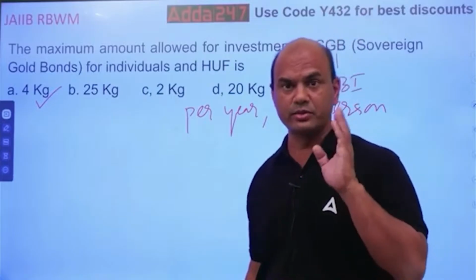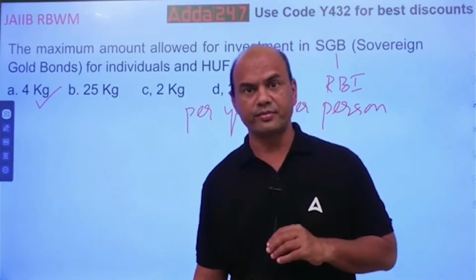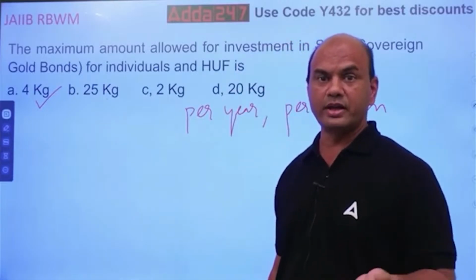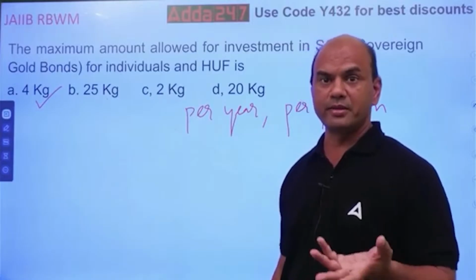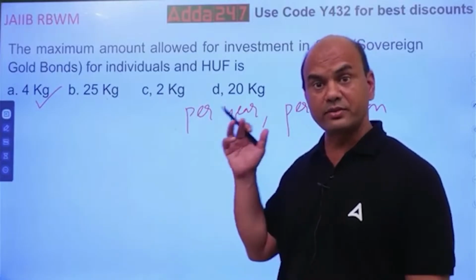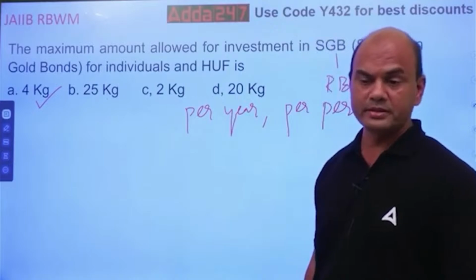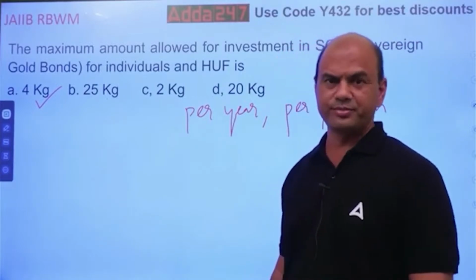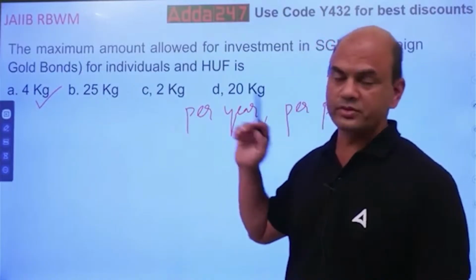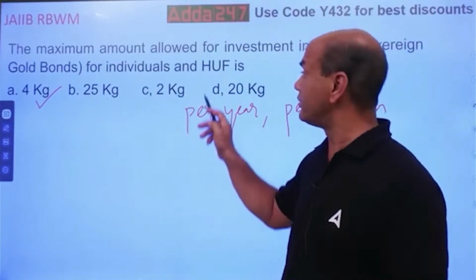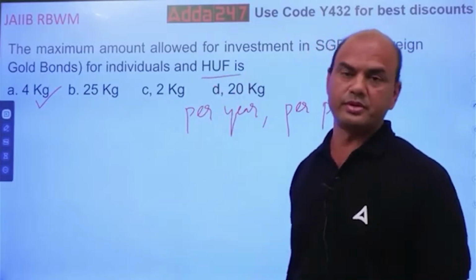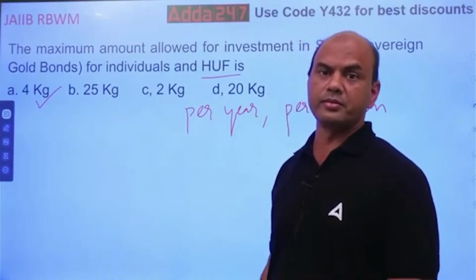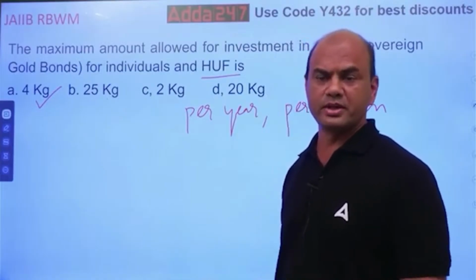Obviously, it's not that easy. 4 kg means huge. Now we are counting in tolas, around 85-90,000. A tola means 10 gram. You're talking of kg, 1000 gram. Huge. If you have money, you can invest. So 4 kg is for individuals and HUF also. You can form a separate HUF and invest through it.